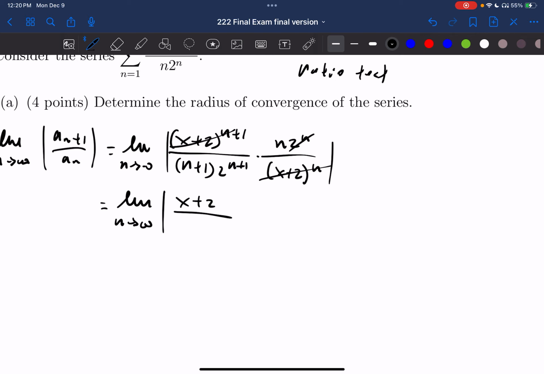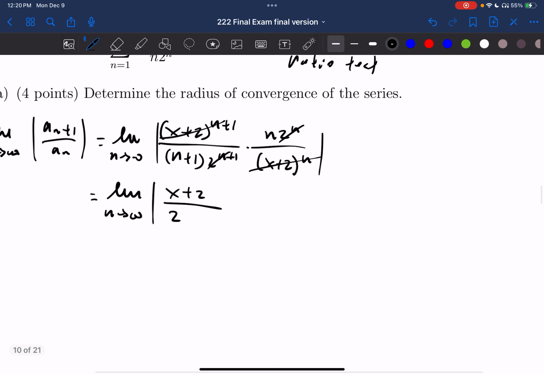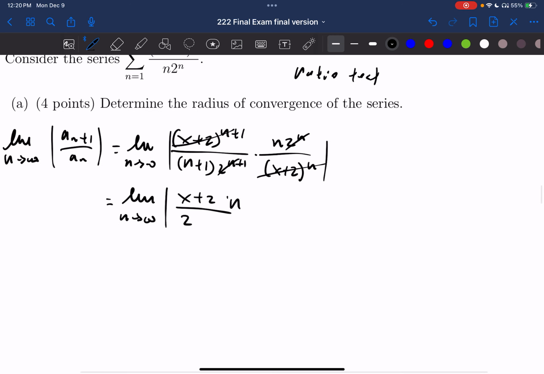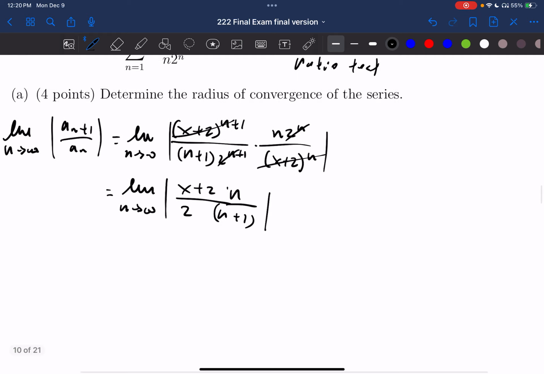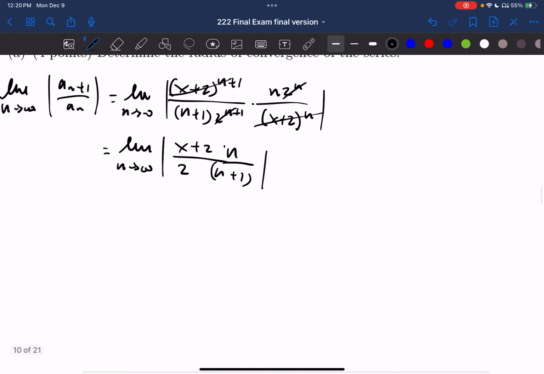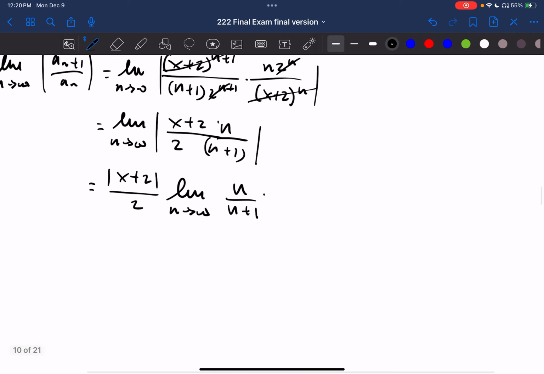This and this will cancel, leaving us with the x plus 2 on top. And this 2 to the n power is going to cancel with this 2 to the n, leaving us with 2 on bottom. This n divided by n plus 1 doesn't cancel, so we'll leave this here. Notice we can bring the constants, which is the x plus 2 divided by 2, out front. This is going to be equal to the absolute value of x plus 2 divided by 2, the limit as n goes to infinity of n divided by n plus 1. Multiplying this top and bottom by 1 over n.